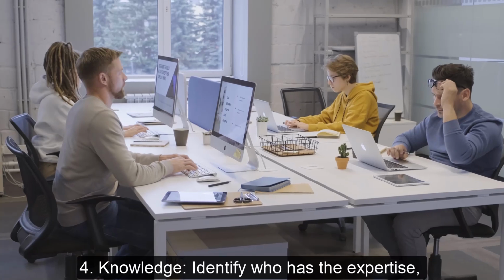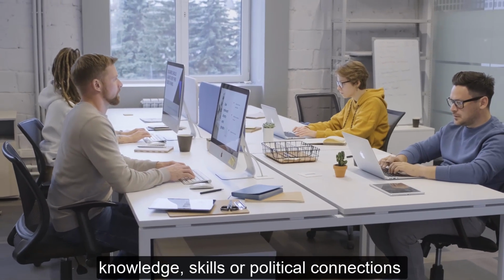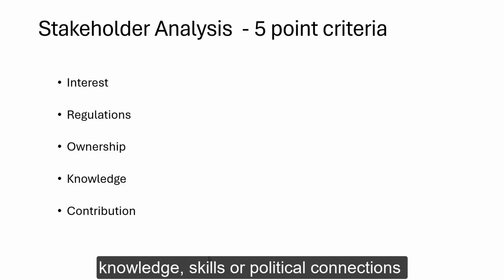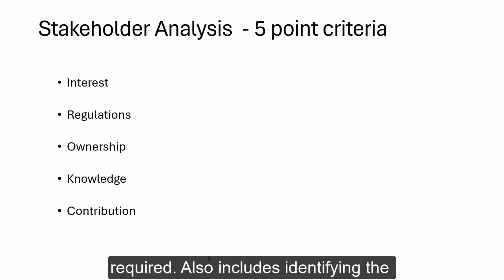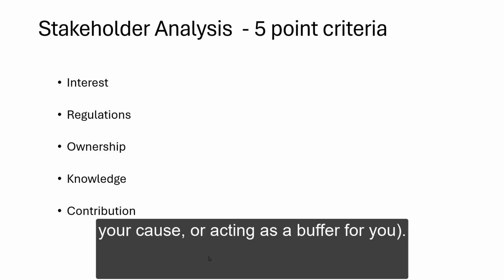Fourth criteria, knowledge. Identify who has the special expertise or knowledge or skills or political connections that are required. This also includes identifying the flag bearers of your project, people who are advocating your cause or acting as a buffer for you between the power structures for your project. So these automatically are also stakeholders for your project, and you will need them to execute your project.